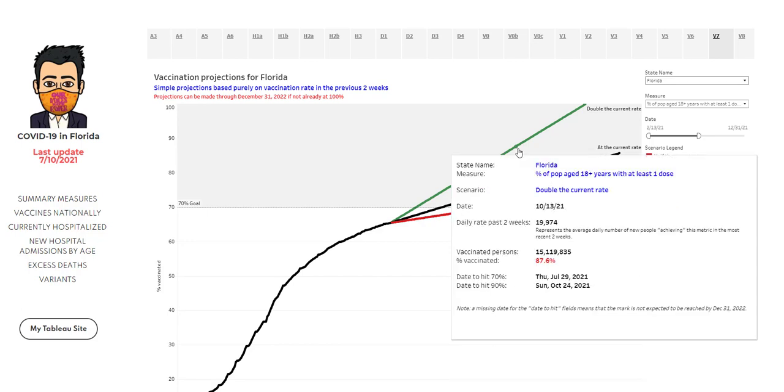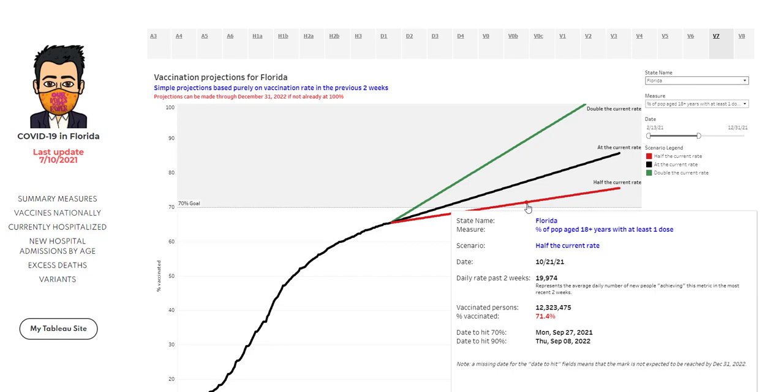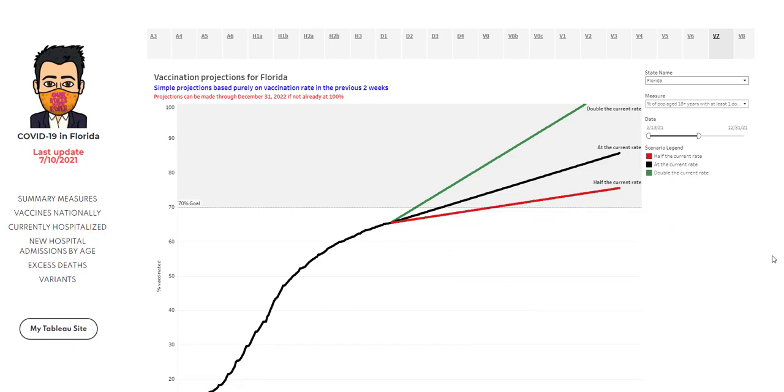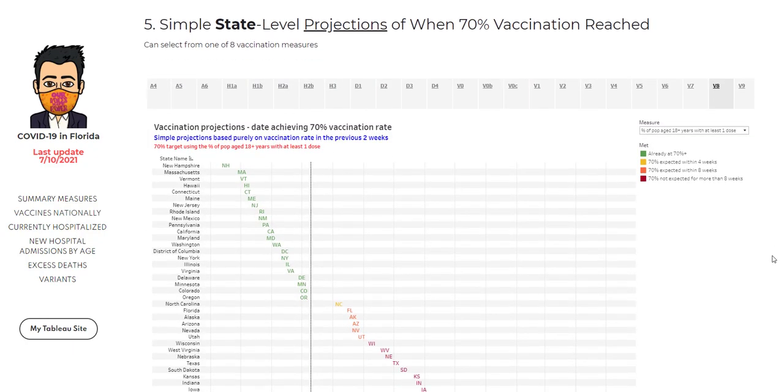The green line is kind of being optimistic. It's what if we doubled the rate of vaccinations over the past 2 weeks? Where would we be? And of course, the red is the more pessimistic. What if we halved the rate that we've observed over the past 2 weeks? So that's the idea behind this one. This is an interesting one.